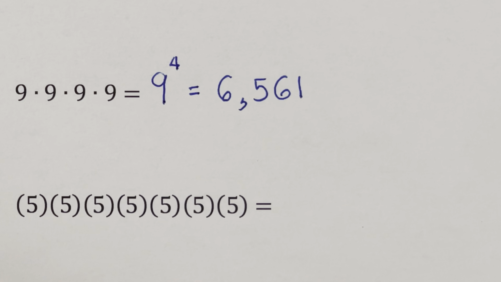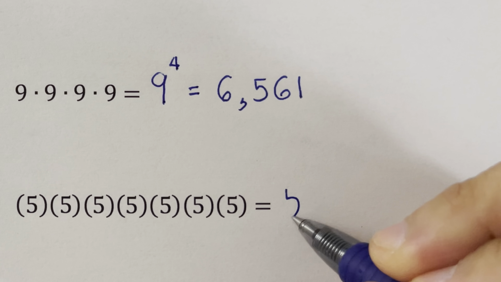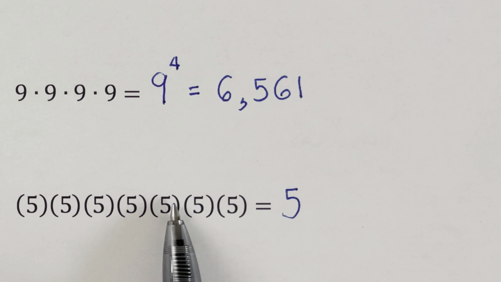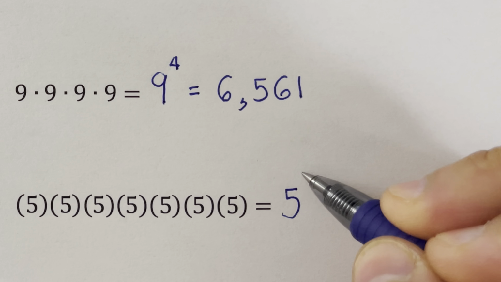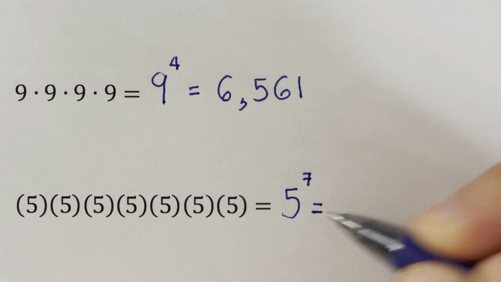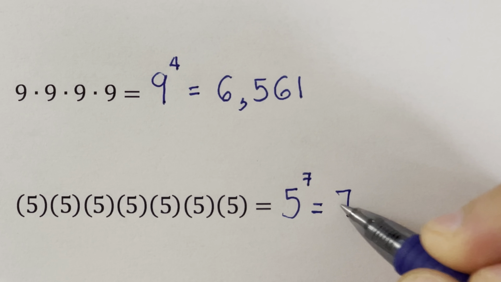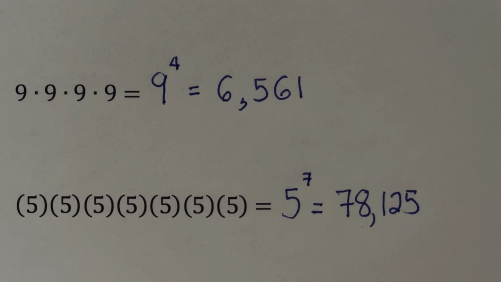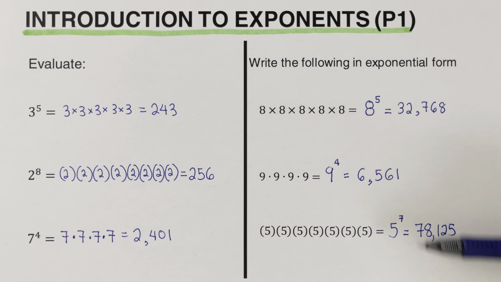Now we move on to the last one. The base that we have here is 5, and we count how many times 5 was multiplied: 1, 2, 3, 4, 5, 6, 7. So it was multiplied 7 times. This is actually 5 to the 7th power. If we use a calculator on this, it will give us 78,125. Did you get the same answers as this?